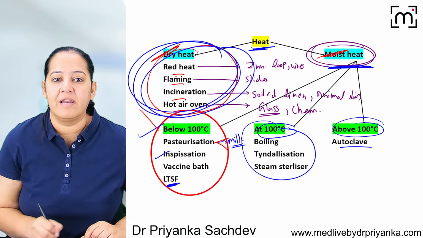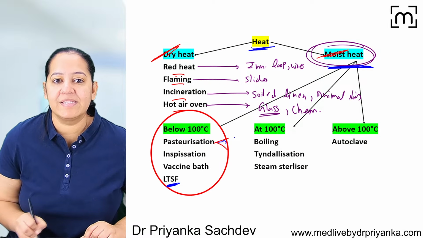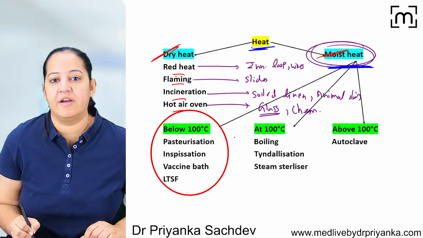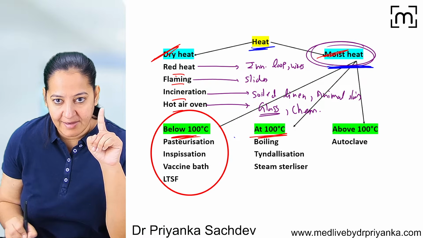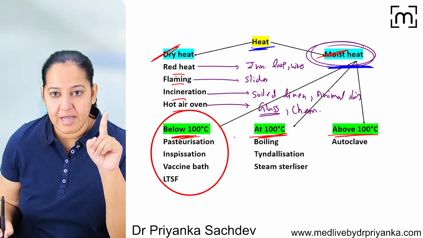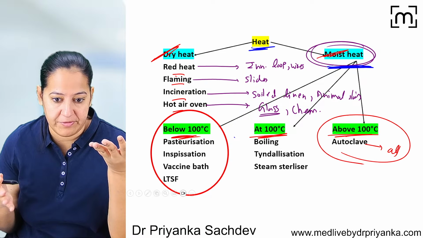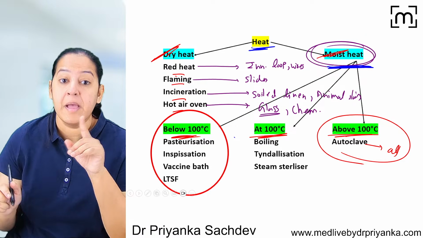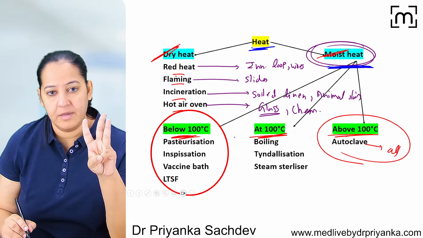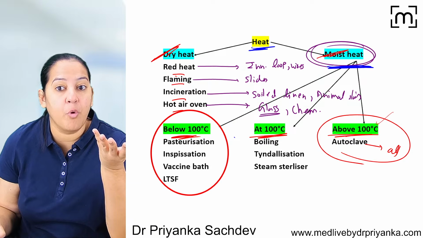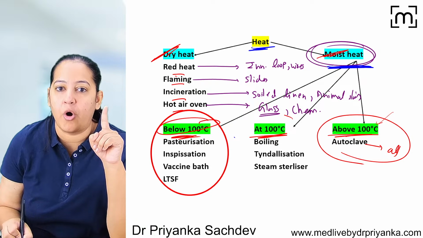Listen, have a look here. Let me explain. Can you see the three types of moist heat? Below 100, at 100 and above 100. All culture media are sterilized by the above-100 method, I will teach you that also. But the culture media containing egg, serum and sugar are unstable. You cannot heat them above 100, they will degrade. So you have to heat them either below 100 or at 100.